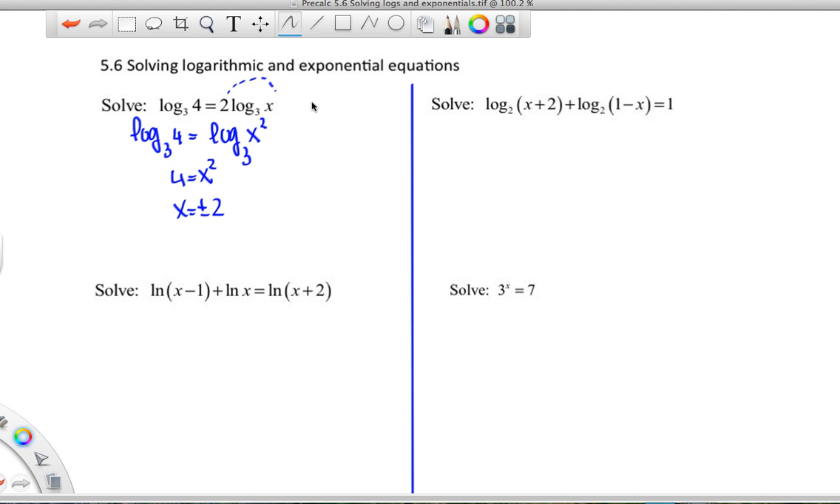Keep in mind that logs have domains, and so for the domain x had to be greater than 0. So my final answer is going to be x is 2.